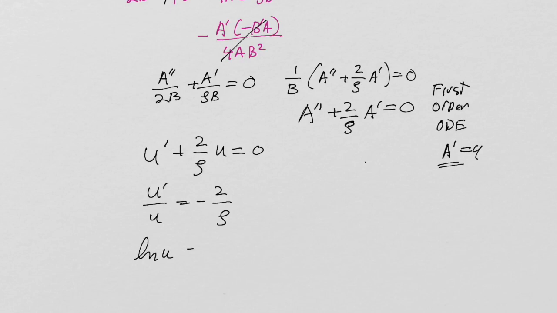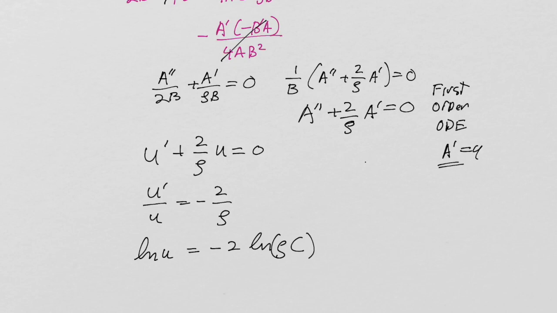log of u equals minus 2 log of rho plus a constant. But that constant is the log of something. So you take that constant into the log, and make it the log of rho times a constant.